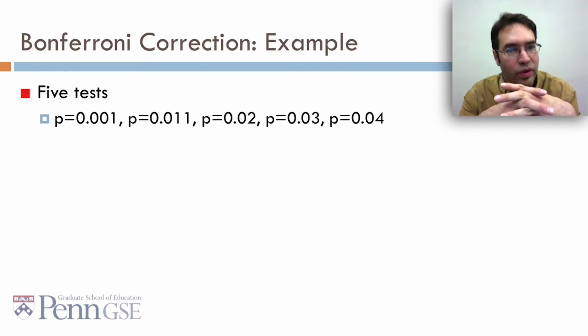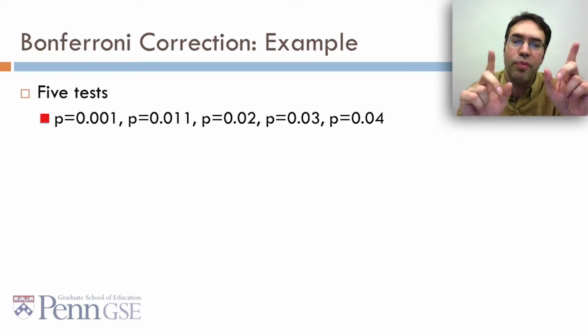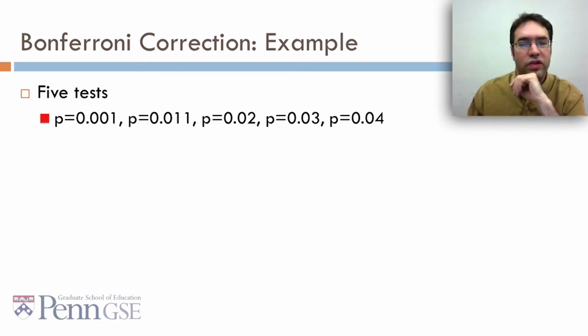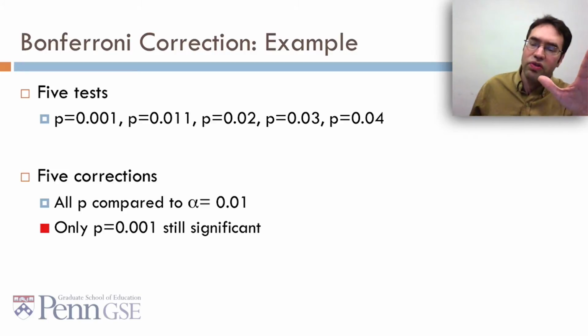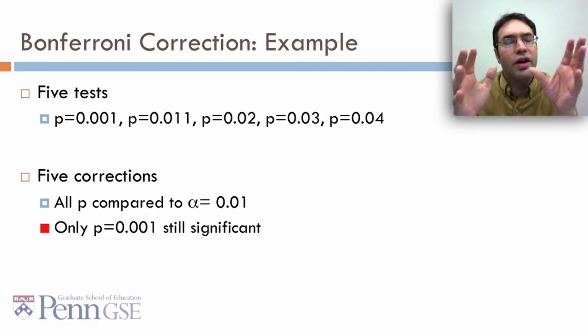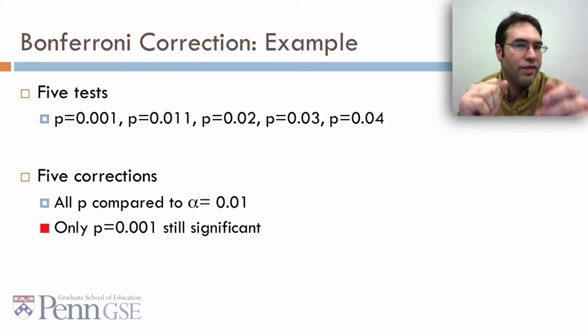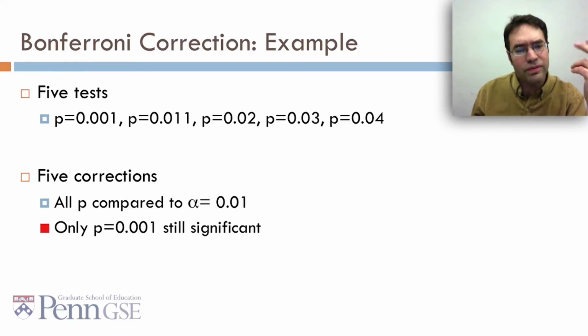Let's say, by contrast, that we have 5 tests of p of 0.001, p of 0.011, p of 0.02, p of 0.03, and p of 0.04. We got 5 tests, and they're all statistically significant. We do 5 corrections, we compare all the p to 0.01, and we say that only the p of 0.001 is still significant. We've got 5 out of 5 cases that were statistically significant. Think of what the probability of that is. You've got 0.05 to the 5th power, that you're going to get 5 statistically significant results out of 5. And yet Bonferroni is throwing 4 of those 5 out. Is that right? I'm not sure.